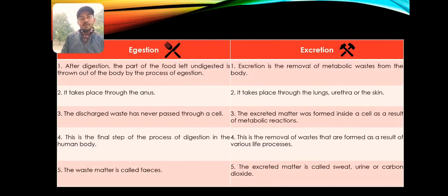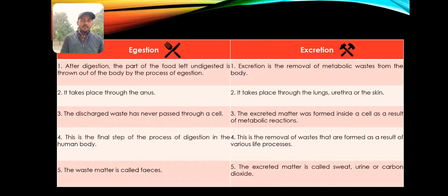The third point is that the excreted matter was formed inside a cell as a result of metabolic reactions. That's what we have discussed right now. This is the removal of wastes that are formed as a result of various life processes like breathing, growing, all types of cellular activities. There are 5 life processes. I'm very sure you must be knowing all of them.